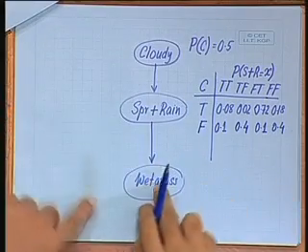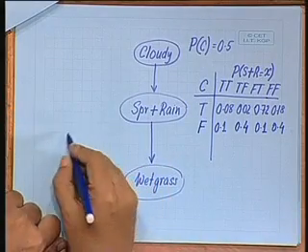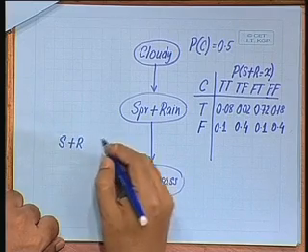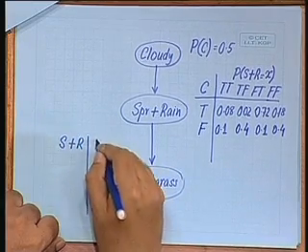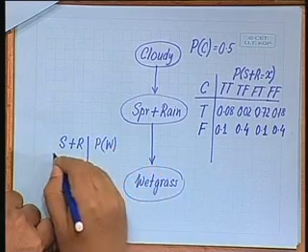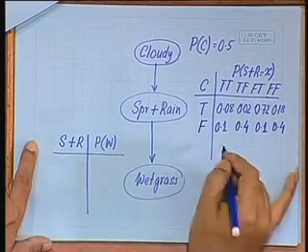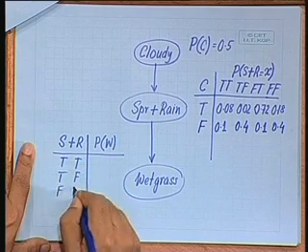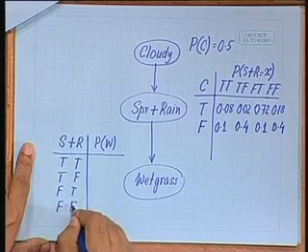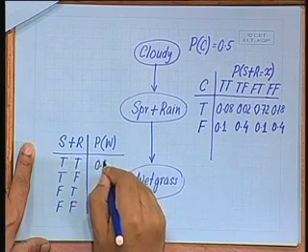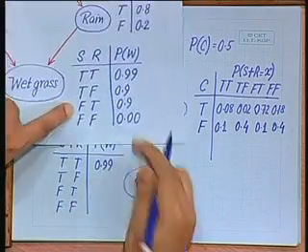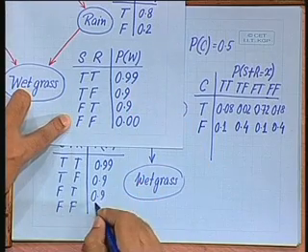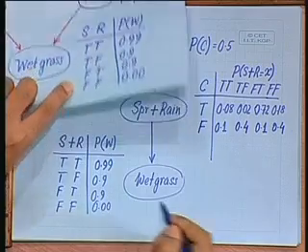What about the conditional probability table for this? For this we will again have S plus R, and we will have PW, and then this is going to be just as before. It is going to be true true, true false, false true, and false false, and we have exactly the probability values that we had previously, namely these values 0.99, 0.9, 0.9, and so on, right.